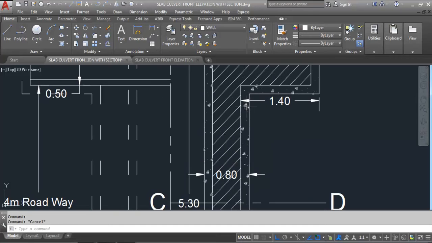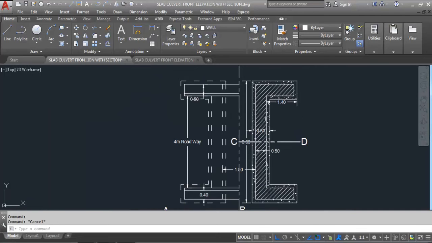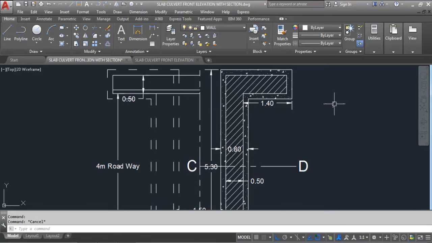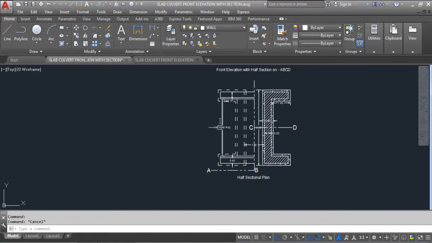Now 4 numbers of wing walls we have. So the length of the wing wall is 1.5 meter. This is a wing wall, so this is 1 and this is 2. Now 1, 2 and 3, 4. So 2 numbers of abutment walls and 4 numbers of wing walls we have.